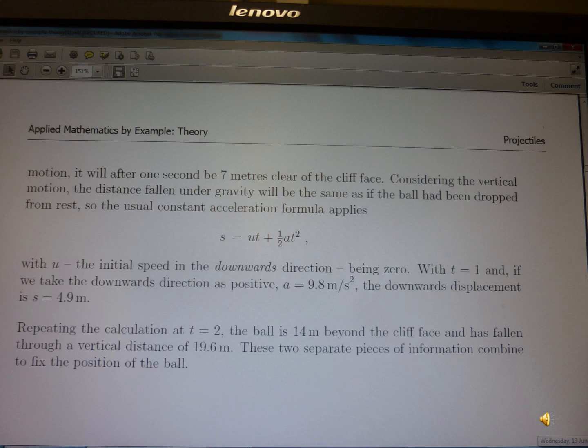After 1 second, what is the acceleration? The acceleration is 9.8 meters per second squared, with initial velocity of 0. So at 1 second, 0 plus 9.8 times 1 gives a velocity of 9.8, and the displacement is 4.9 meters. Now after 2 seconds, starting from 0, 9.8 times 2 gives a velocity of 19.6 meters per second.